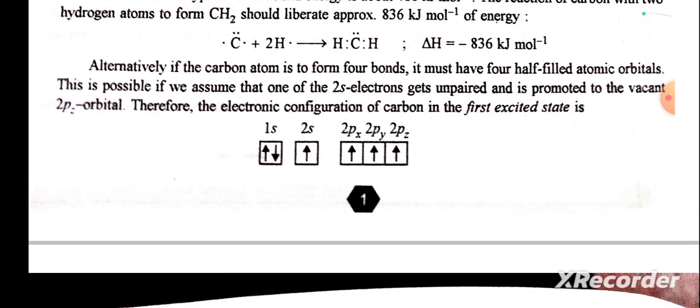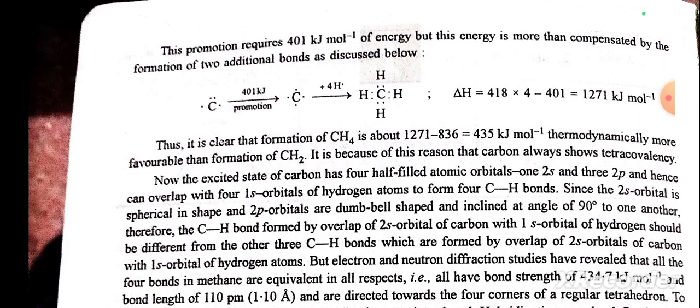Alternatively, if the carbon atom is to form four bonds, it must have four half-filled orbitals. This is possible if we assume that one of the electrons of the 2s orbital is unpaired and promoted to the vacant 2p orbital, so that the electron configuration of carbon is in the excited state. The promotion requires 401 kilojoules of energy, but this energy is more than compensated by the formation of two additional bonds, as discussed below.